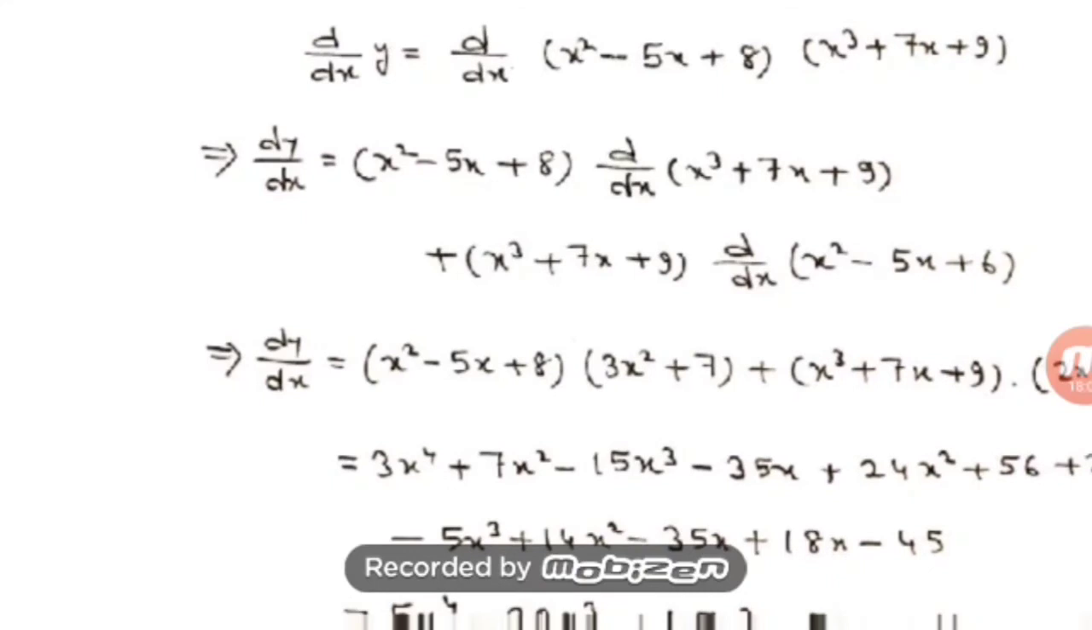Do the simplification. dy/dx equal to, keep it as it is, d/dx of x cube is 3x square, d/dx of 7x is 7, d/dx of x is 1, d/dx of 9 is 0. So I have not written here 0. So this is x cube plus 7x plus 9, keep it as it is, d/dx of x square is twice x, d/dx of minus 5x is minus 5 into 1. Then I have done the product.